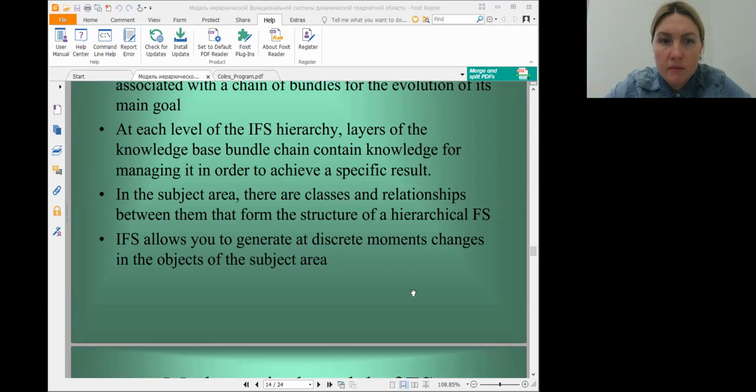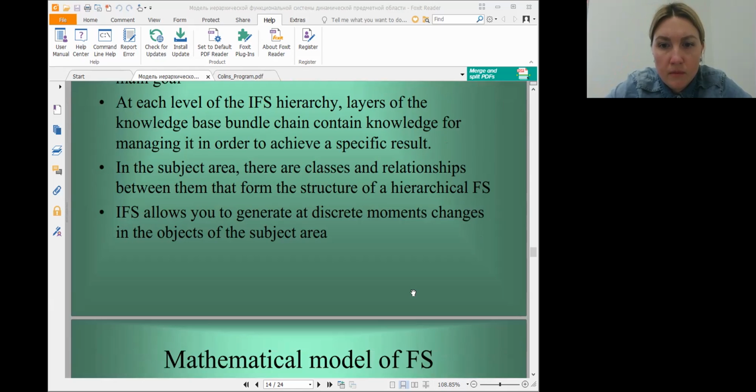In the subject area, there are classes and relationships between them, and they form the structure of the hierarchical FS. The FS allows you to generate, at discrete moments, changes in the objects of the subject area.